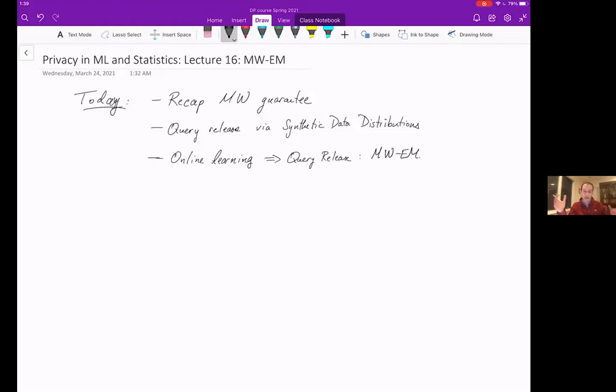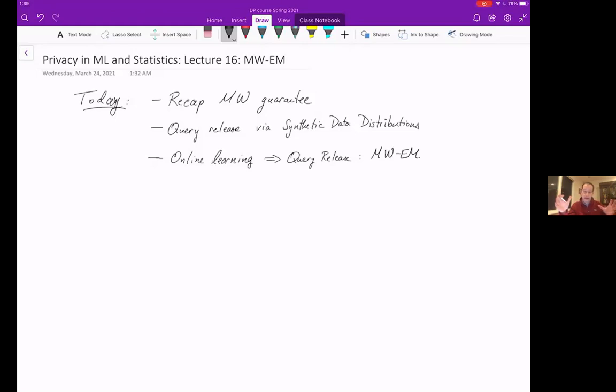doing that with differential privacy, and we'll talk about how we can do query release using algorithms that produce what we'll call a synthetic data distribution. So this is like a distribution over the data universe that behaves kind of like the data set, at least with respect to the queries we care about.